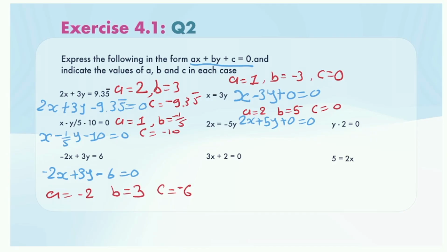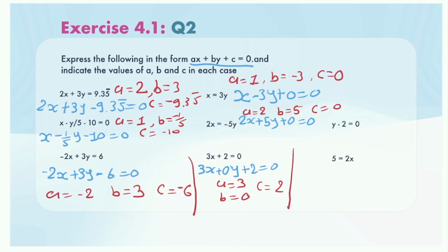3x plus 2 equal to 0, it is already in standard form, but if I want to write it more precisely, it will be 3x plus, I don't have a y variable in this equation, so I can write 0y, right? Then plus 2 equal to 0. Now it is in standard form. So if I write the values of a, b and c, a will be equal to 3, b will be equal to 0. I don't have y here, so the coefficient of y is 0, right? And c will be equal to plus 2. Very easy, right?